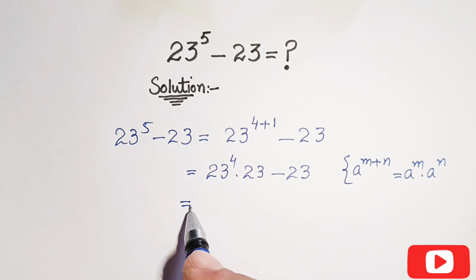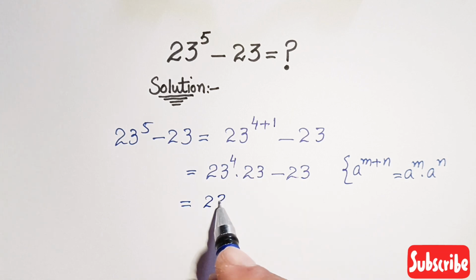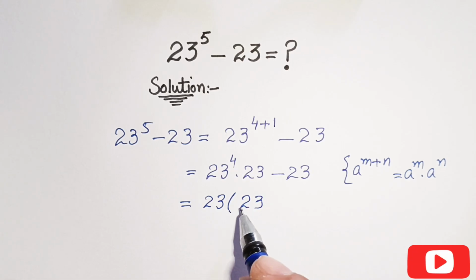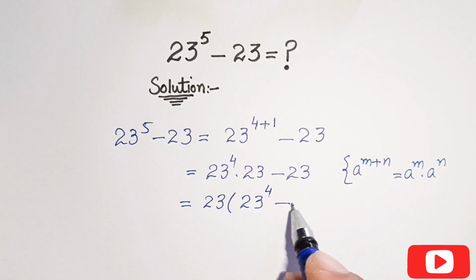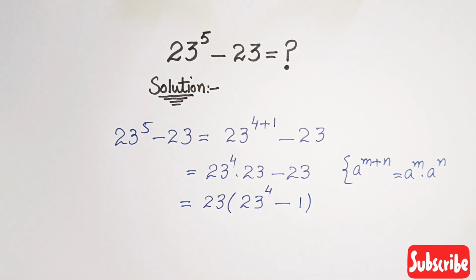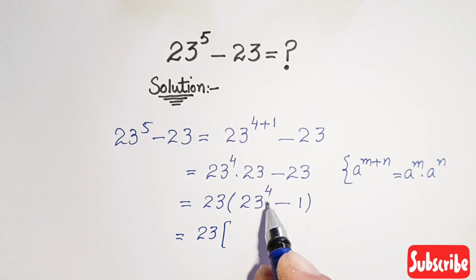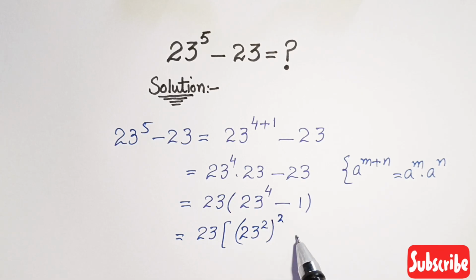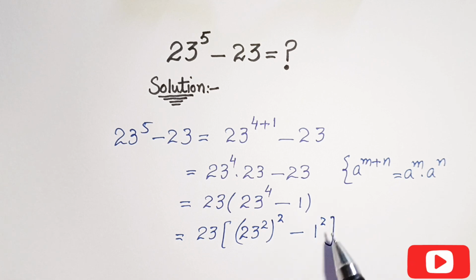Now we see that this 23 is common, so we take 23 common, then inside the bracket we get 23 to the power 4 minus 1. So here we have 23 times (23 to the power 4 minus 1). Now 23 to the power 4 can be written as 23 squared whole squared, 2 times 2 is 4, and minus 1, which can be written as 1 squared, which is equal to 1.